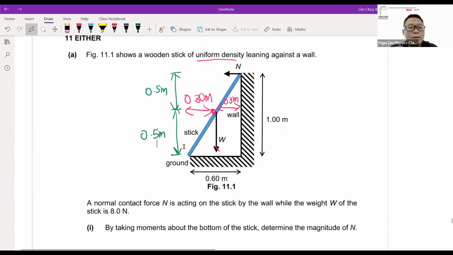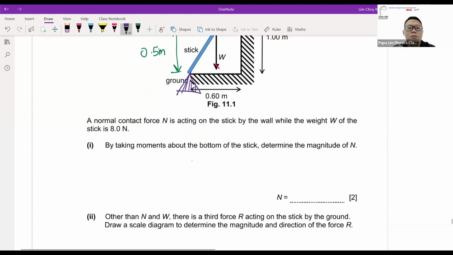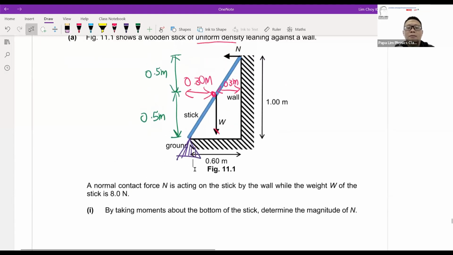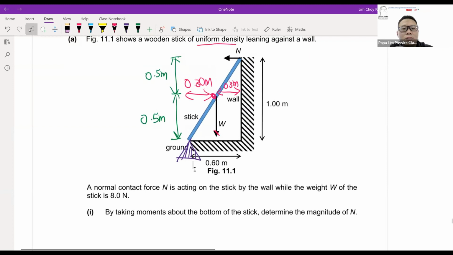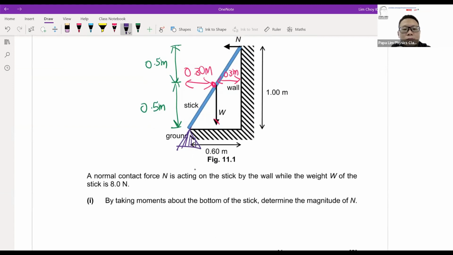Now, by taking moments about the bottom of the stick, so let's say my pivot is here. So this is the pivot. Let's determine the magnitude of N. You only have two forces. Same thing: clockwise equals anti-clockwise. So the clockwise moment equals the anti-clockwise moment.